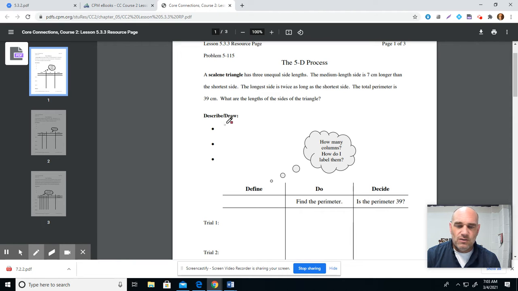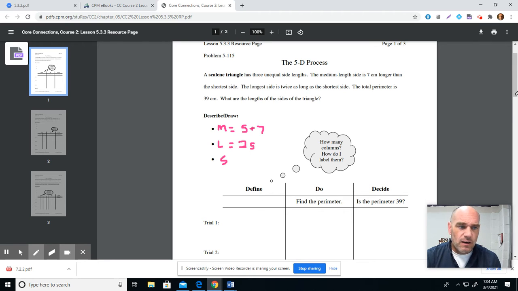So I'm going to do this. It says that the medium side is 7 centimeters longer than the shortest side. So if I know what the short side is, I can add 7 to that, and that would be how long my medium side is. The longest side, so L for longest side, is twice as long as the shortest side, so 2 times the short side. And then my third length is whatever the short side is. All right, so there's my describe or draw.